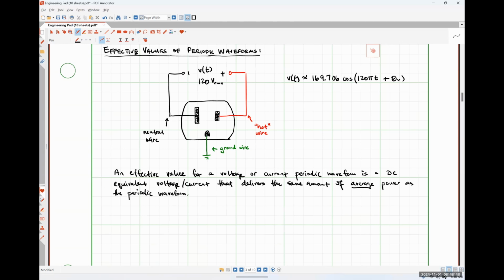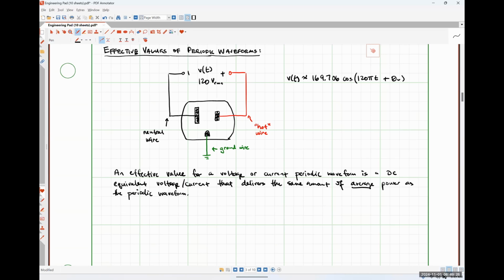Meaning that if we hooked, let's say, a light bulb up to this receptacle, and we hooked a light bulb up to a 120 volt DC source, the exact same amount of average power would be absorbed in both of those systems. So an effective value is just a DC representation of an AC quantity that absorbs the same amount of average power, but it doesn't contain nearly as much information, so it's not such a pain to use. That is why effective values are actually used.